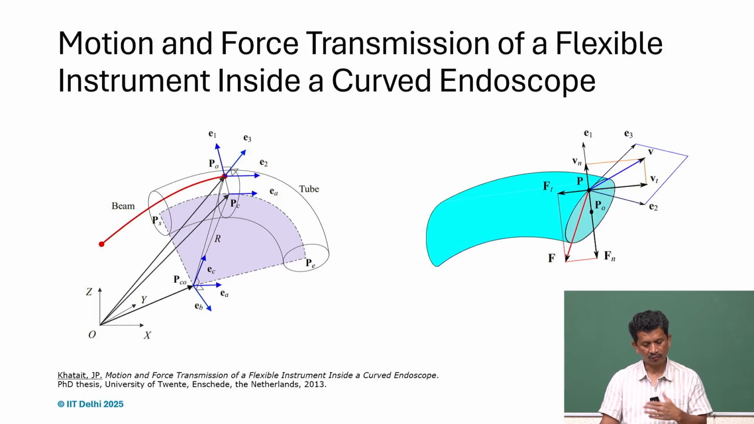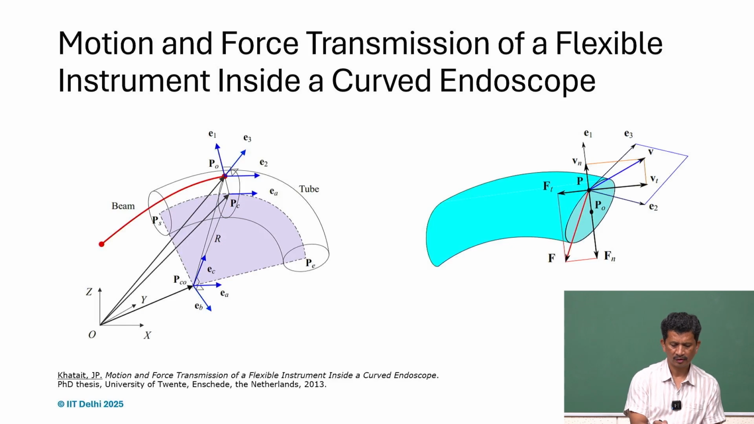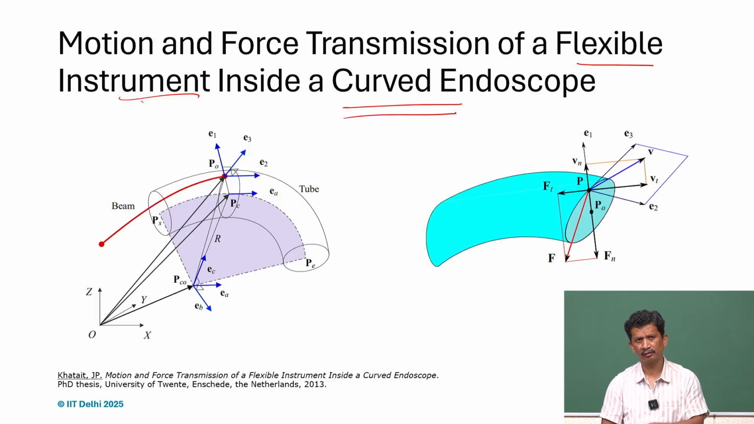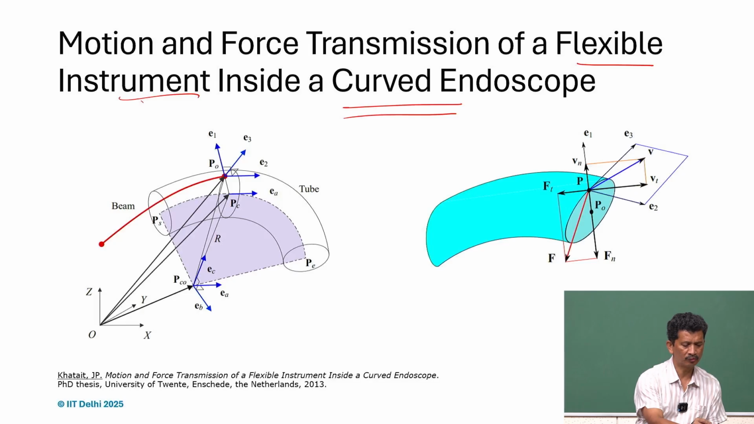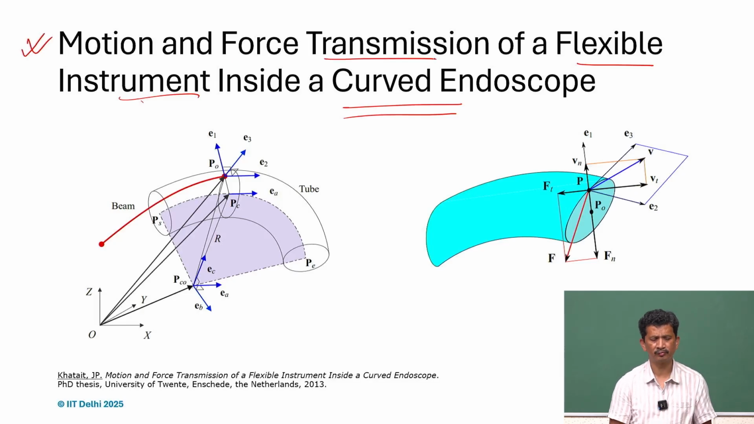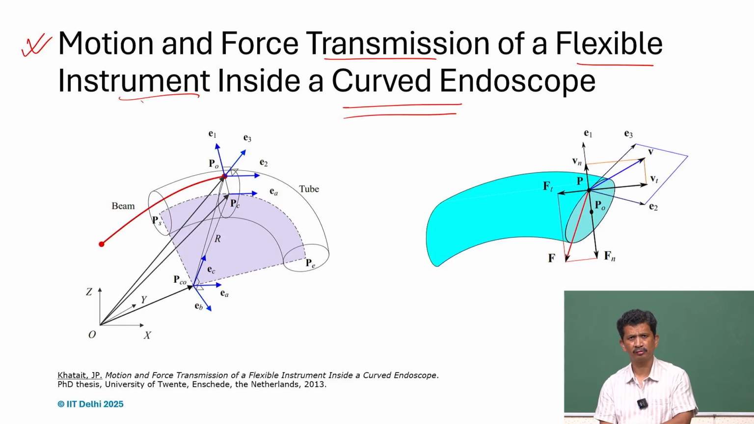So a very good example, again, of combined motion, and this was out of my PhD work, where I talked about flexible instruments, and when we move inside a curved endoscope, how we can improve the motion and force transmission of these instruments. We used the same concept, we combined it, and we tried to see the effect if we combine, and whether we can improve the motion and force transmissibility of the instruments when we use them for medical applications.